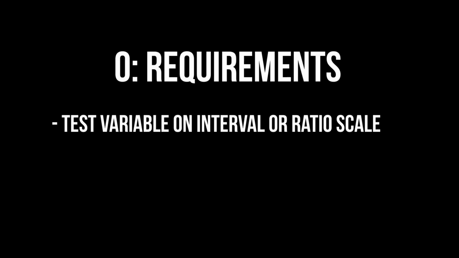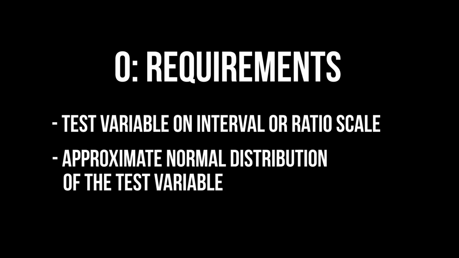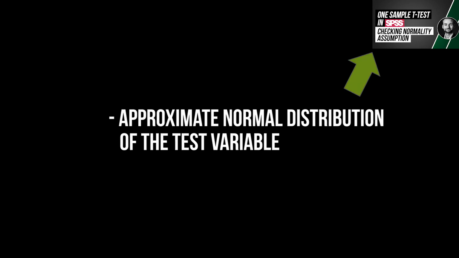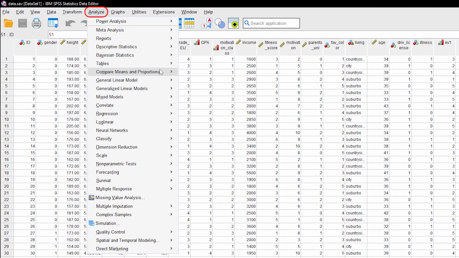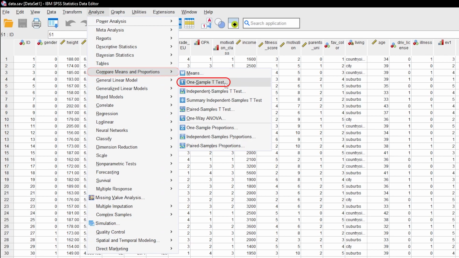Requirements for the one-sample t-test are the following: a test variable on an interval or ratio scale, and an approximate normal distribution of your test variable. Testing for normal distribution is shown in a separate video linked in the info cards to keep this video more concise. You can conduct a one-sample t-test through Analyze, Means and Proportions, and select the one-sample t-test.